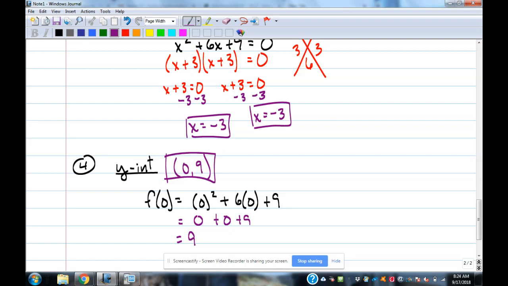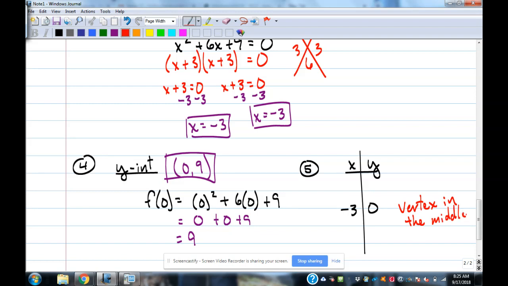So we have an ordered pair at 0, 9. We have a vertex at -3, 0. That happens to be our x-intercept. And then we need to make a table. Here's how I try to make my table every time. Put the vertex in the middle. That'll get you a good picture of what's going on really easily. The vertex was -3, 0, so I'm going to put that in the middle.